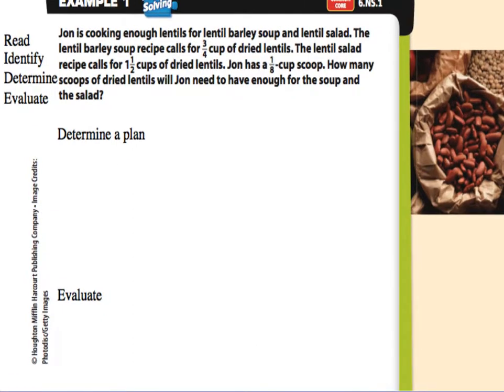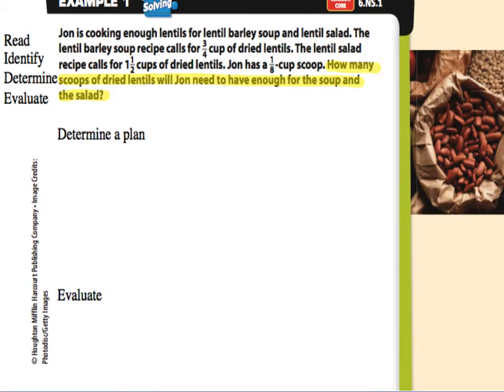How many scoops of dried lentils will John need to have enough for the soup and the salad? So now we've read it and we're highlighting the question. How many scoops does he need to have enough for the soup and the salad? In this case, they just want a total number of scoops.